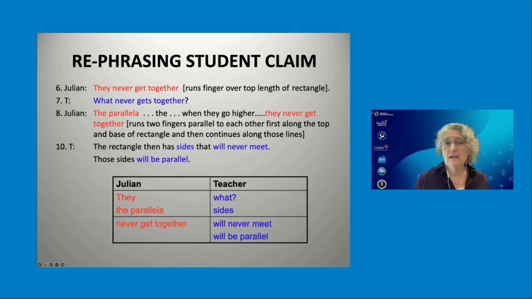We can also look at how he rephrased the student claim. If we look at line 8, Julian says the paralela, they never get together. In line 10, the teacher says, which should be line 9, I just realized that numbering is off. That's okay. The rectangle then has sides that will never meet. So rephrasing Julian's never get together with will never meet, which is more formal. And then also bringing in the even more formal, those sides will be parallel.